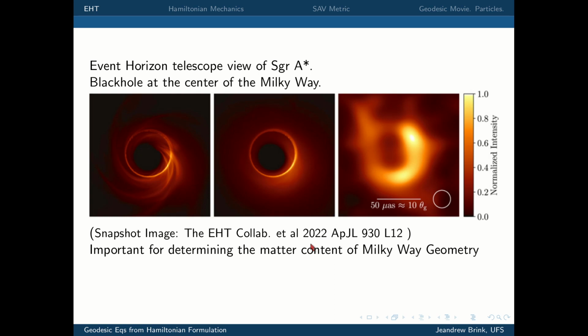This permits us to find new ways of probing the matter content of the Milky Way geometry, as well as possibly an observational tool for testing general relativity. This is not the focus of the talk, rather this talk is a means of calculating the geodesic equations, so it's more a technically focused talk.